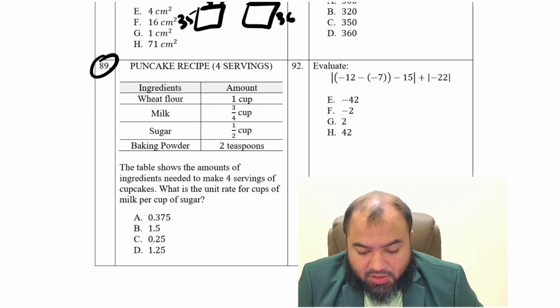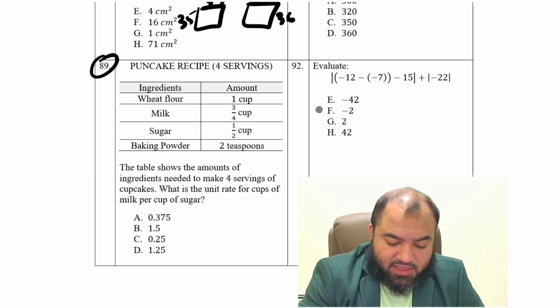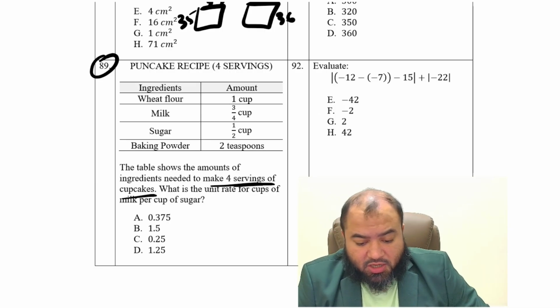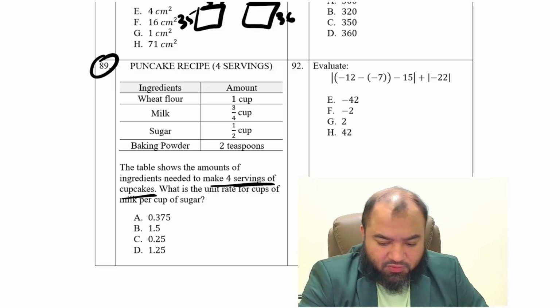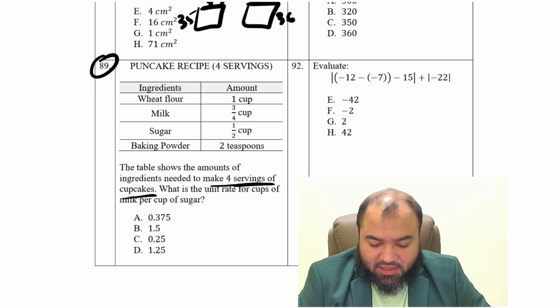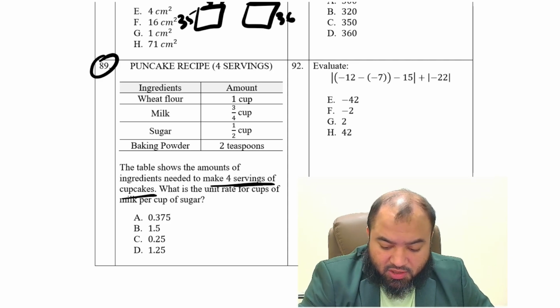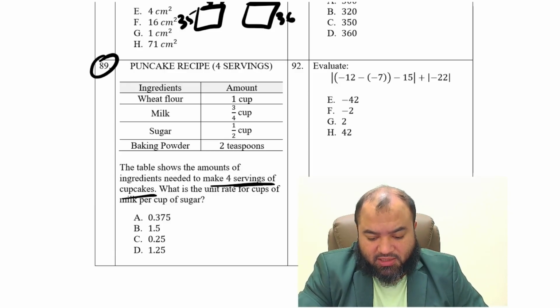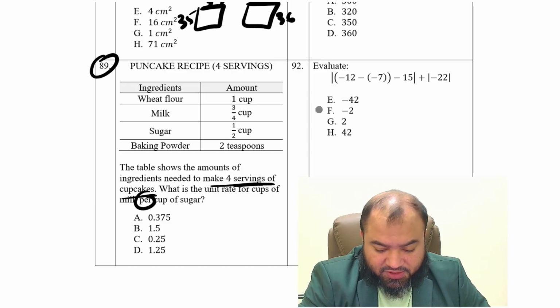So the table above shows the amount of ingredients needed to make 4 servings of cupcakes. So we're going to make cupcakes. You need the wheat 1 cup, milk 3/4, sugar, and everything else. Now, what is the unit rate for cups of milk per cup of sugar? We did something like this, remember, the apple juice and the other one. So per means just division.